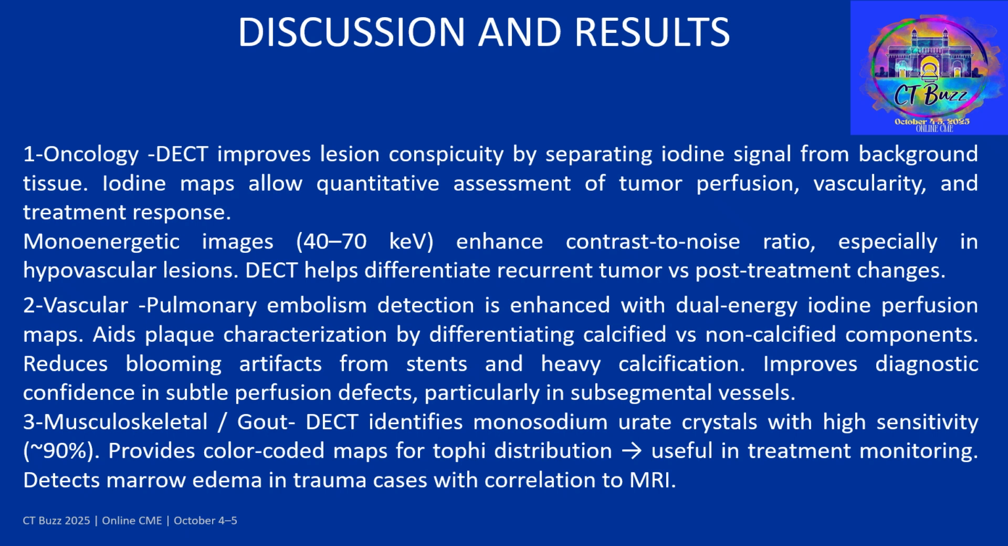Dual energy CT identifies monosodium urate crystals with high sensitivity. It provides color-coded maps for tophi distribution, which is useful in treatment monitoring. Detection of marrow edema is also possible with dual energy CT.